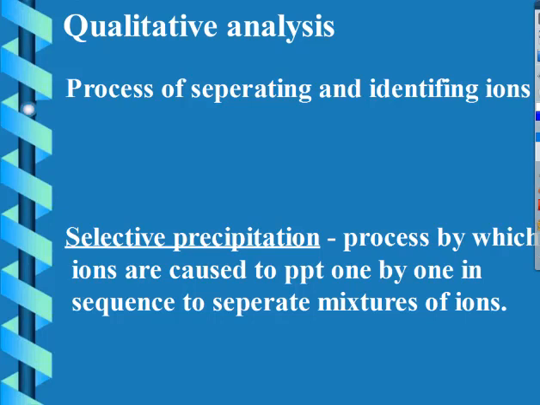Qualitative analysis is the process of separating and identifying ions. Because it's qualitative, we don't have any numbers attached to it. Selective precipitation is the process by which ions are caused to precipitate.